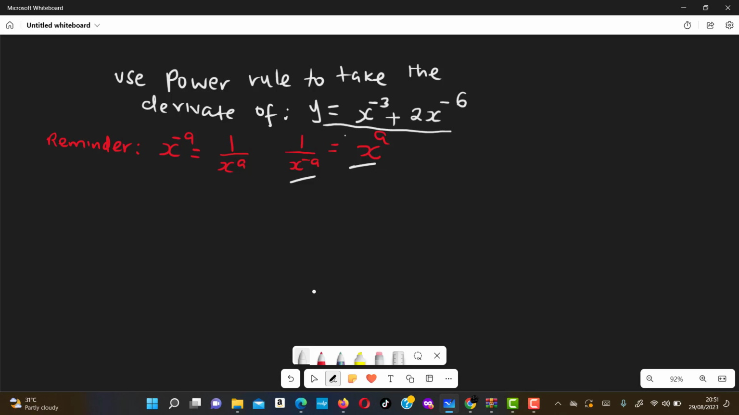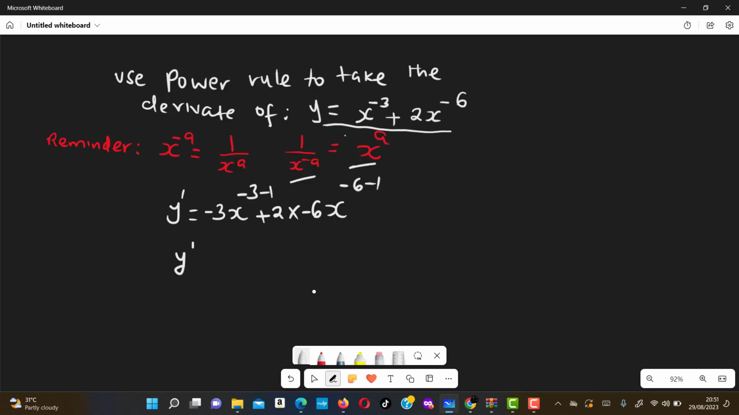and we subtract 1 from the exponent. So y prime, or dy/dx of that function, will be: bring the exponent before the x and then reduce the power of x by 1. Then we go to the next term and do the same. Bring forward the exponent and multiply by the coefficient 2, so we have 2 multiplied by negative 6. We reduce the power of x by 1.